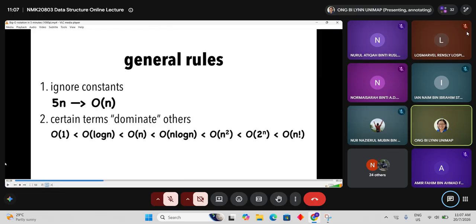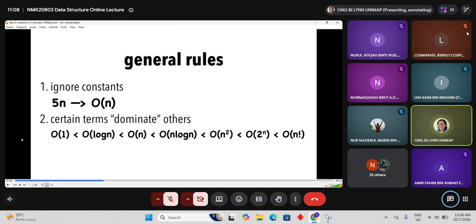Okay. Dia kata dalam Big O notations, you will ignore the constant. Okay. So kalau 5n, although you have 5 in front, 5 itu dia akan ignore. So your Big O notations will be Big O notations of n.